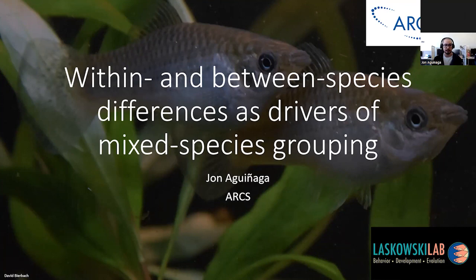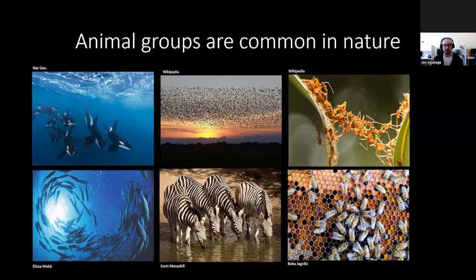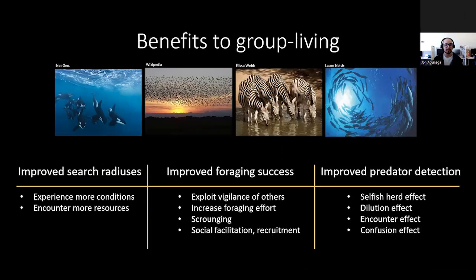The first thing that I would like to mention is that animal groups are very common in nature. They exist in marine systems, terrestrial systems, and even in the insect world. And there are a number of reasons why animal groups frequently exist. Some of the benefits to group living include improved search radiuses for ephemeral resources, improved foraging success for these ephemeral resources, and also improved predator detection.